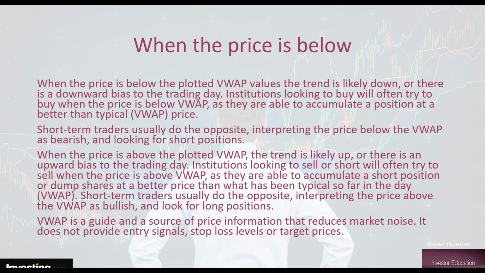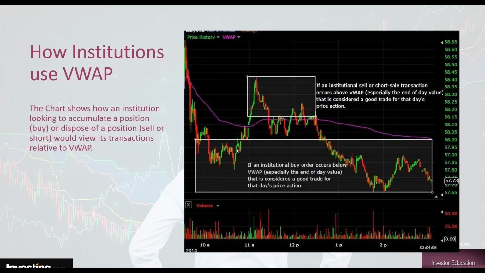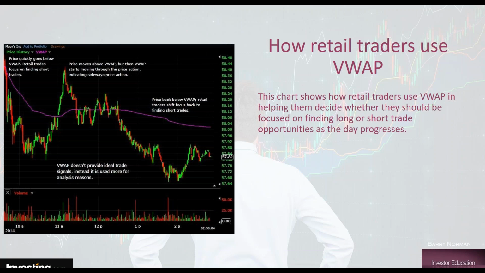VWAP is a guide and a source of price information that reduces market noise. It does not provide entry signals, stop losses, or target prices. So of course a VWAP has to be used with other things, but VWAPs are very heavily used by institutionals. This helps you understand when an institution, hedge fund, or a Goldman Sachs is going to be accumulating buy or sell positions. So you can take advantage of when they're buying, which is going to push up the markets, or they're selling, which will eventually push down the markets.